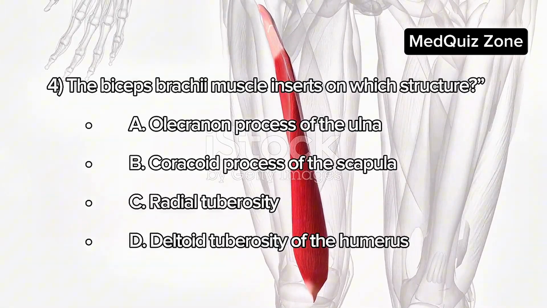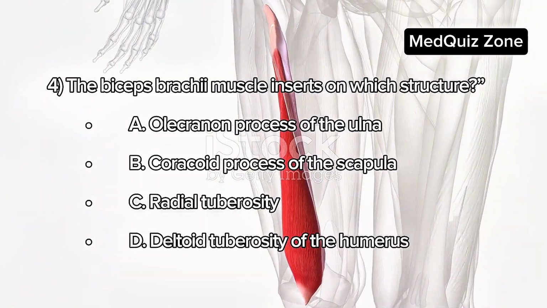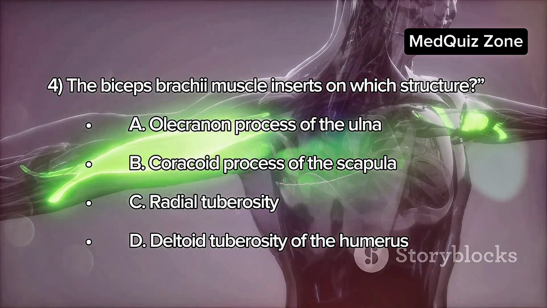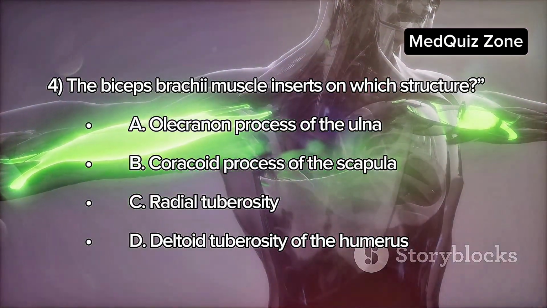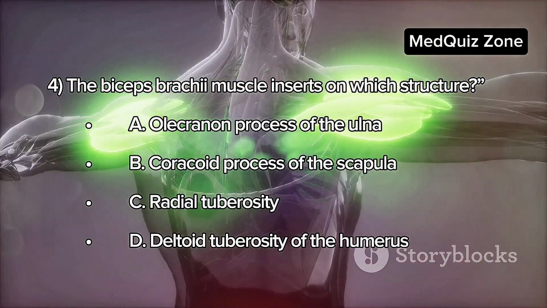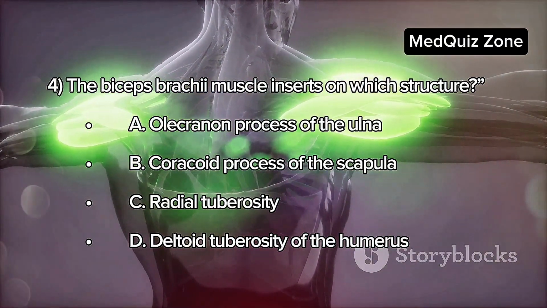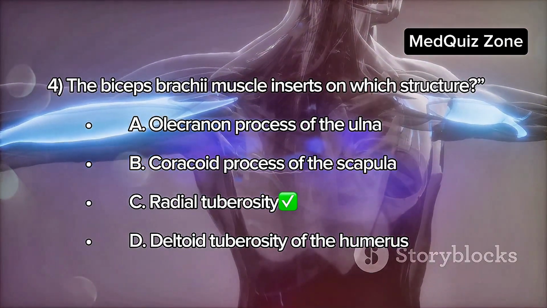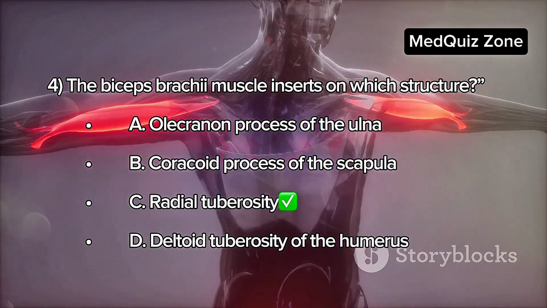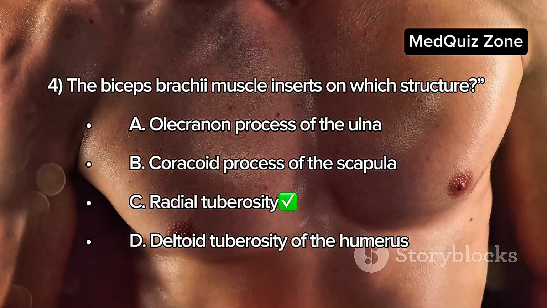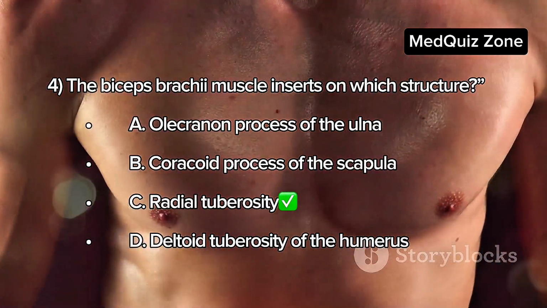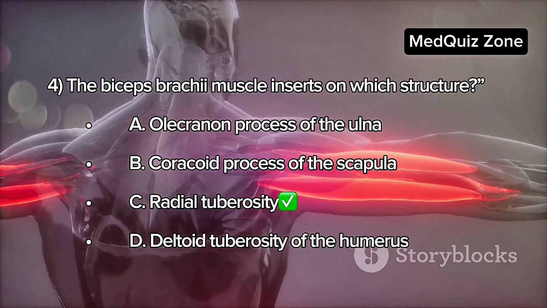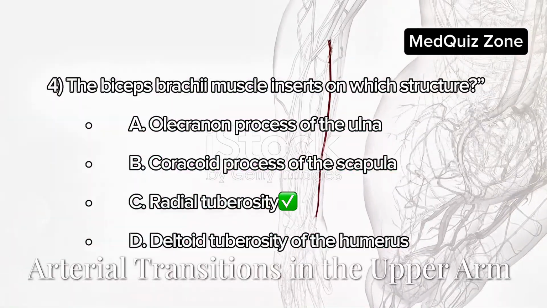Question 4. The biceps brachii muscle inserts on which bony structure? Your options are A, the olecranon process of the ulna, B, the coracoid process of the scapula, C, the radial tuberosity, or D, the deltoid tuberosity of the humerus. The biceps brachii is located in the anterior compartment of the upper arm. If you selected C, the radial tuberosity, you're spot on. The main tendon of the biceps brachii inserts onto the radial tuberosity, so that attachment on the radius is key for the biceps' powerful supinating action.